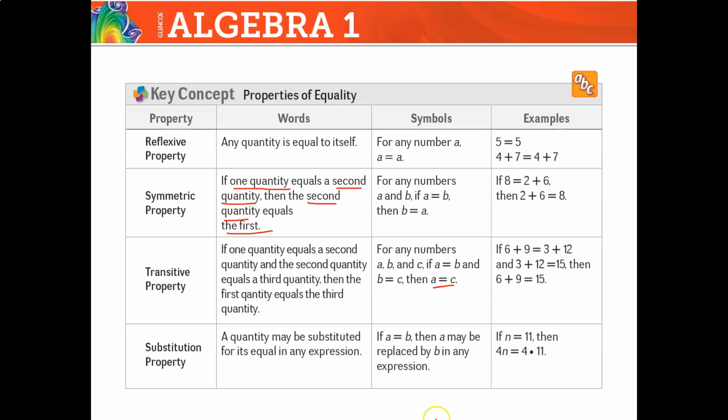We have the substitution property. A quantity may be substituted for its equal in any expression. If A is equal to B, then A can be replaced by B in any expression. So we use this in algebra a lot. You'll say n is equal to 11, so you're going to put an 11 there. 4 times 11, 4n equals 4 times 11.